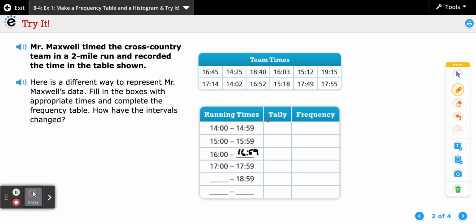Go through and record our tallies. So 16:45 is going to be right here, and then I like to cross it out so that I know I've dealt with it. 14:25 is going to be here. 18:40 is going to be here. 16:03 is going to be here. 15:12 is going to be here. 19:15 is going to be here. 17:14 is here. 14:02. 16:52. 15:18. 17:49. And 17:55.